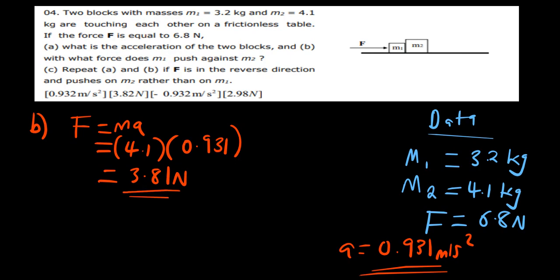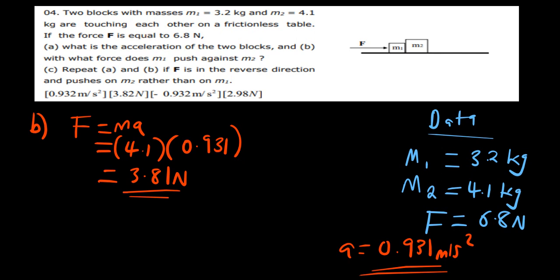Then C: repeat A and B if the force is in the reverse direction and pushes on m2 rather than on m1. So what are we going to do? Repeat A and B if F is in the reverse direction and pushes on m2 rather than on m1. So what are we trying to find?